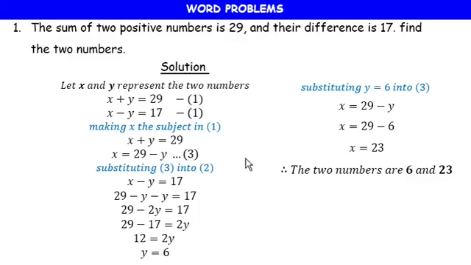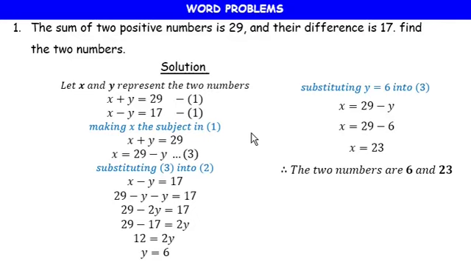So let's look at the typical example here. The sum of two positive numbers is 29 and their difference is 17. Find the two numbers, right? So you see here it speaks of two numbers, two different things. We don't know those two different numbers, so why not represent them by variables?